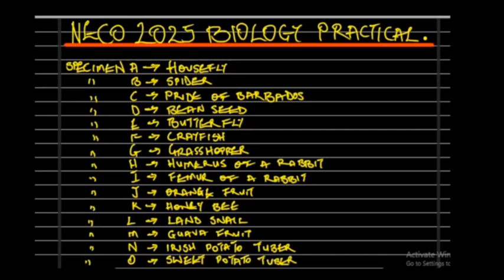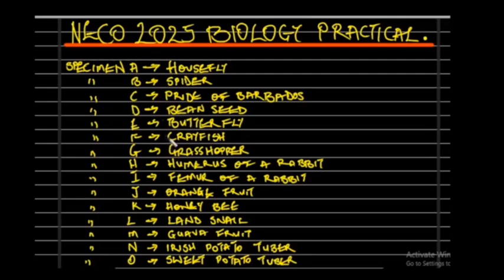So here is the list of specimens that we'll be using for this year's June-July examination. Specimen A is the housefly, specimen B is spider, specimen C is pride of Barbados, specimen D is bean seed, specimen E is butterfly, specimen F is crayfish, specimen G is grasshopper, specimen H is humerus of a rabbit, specimen I is the femur of a rabbit, specimen J is the orange fruit, specimen K is the honeybee, specimen L is the land snail, specimen M is guava fruit, specimen N is Irish potato tuber, and specimen O is the sweet potato tuber. These are the specimens that we'll be looking at.